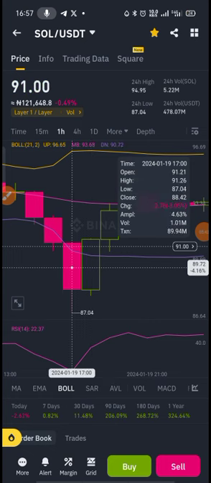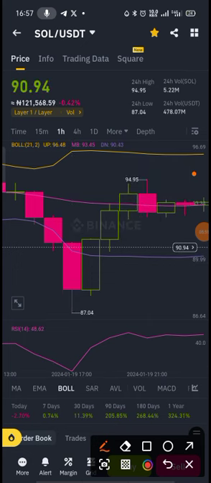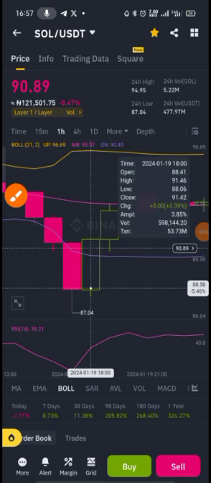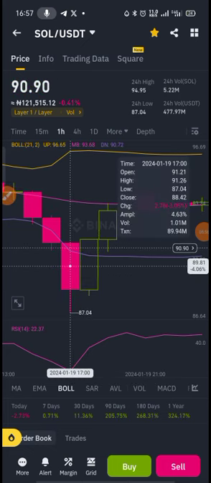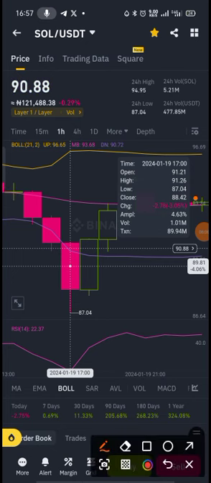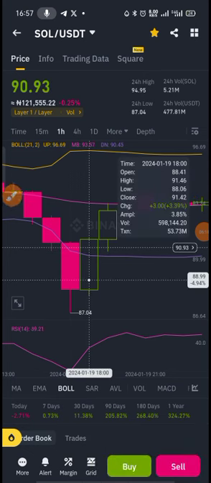The market opened at $91.21. The highest it went was 91.26, and the lowest was 87.04. Then it closed at 88.42, right? So in general, it tells you something again.